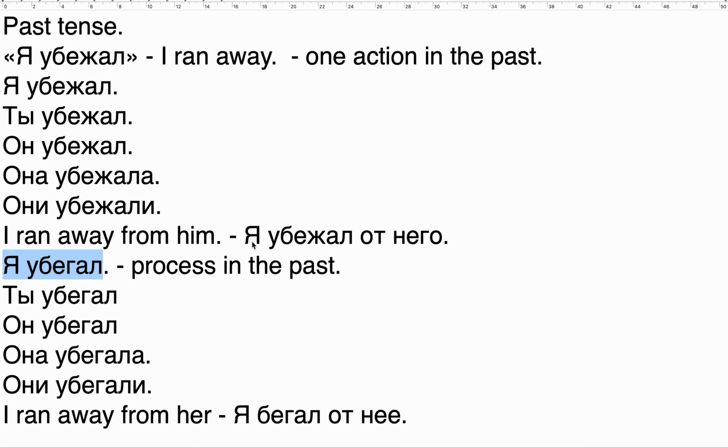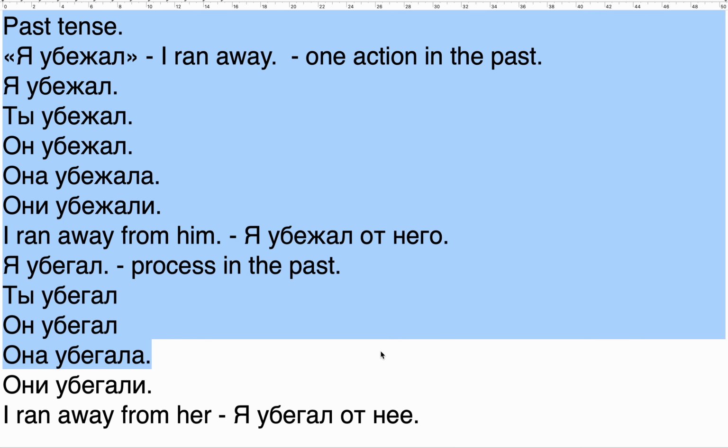One more time. If we use "я убежал", we use this version of the verb in the past tense when we're talking about one action in the past. When we're talking about a process in the past, мы используем "я убегал, ты убегал, он убегал, она убегала". I ran away from her. So I hope you understood me.